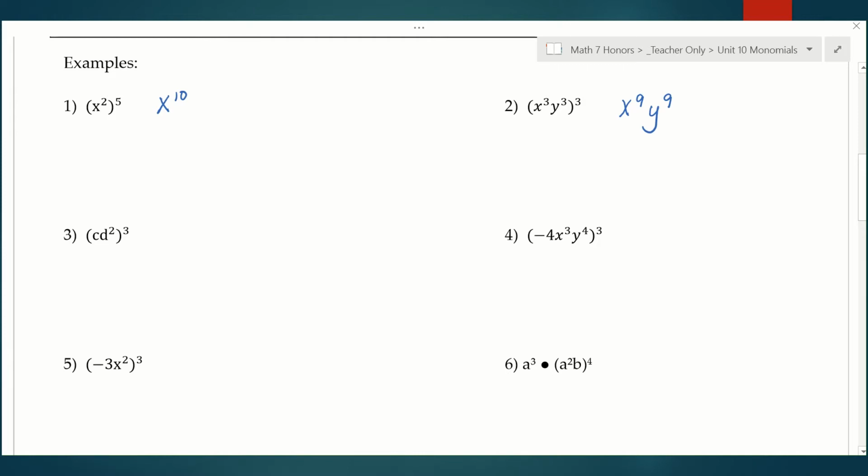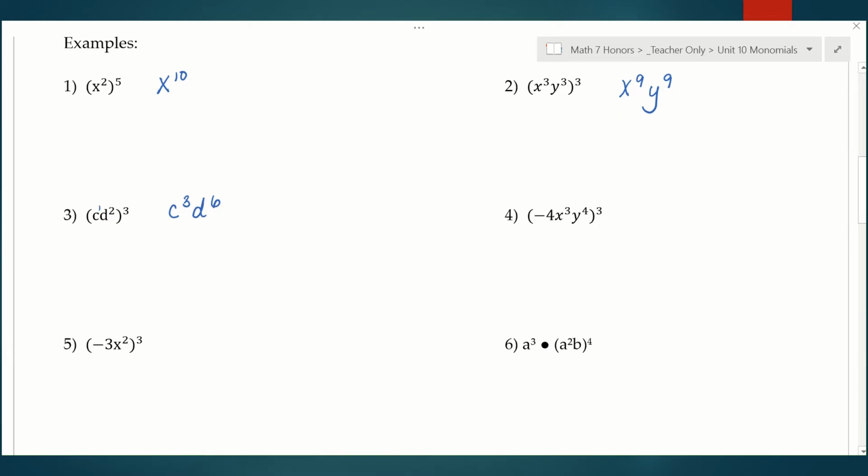Okay, number 3. Again, my coefficient is 1. 1 to the third power is just 1. Then I have a c to the first to the third power. So that gives me c to the third when I multiply my exponents. And then I have d squared to the third power, which would give me d to the sixth.